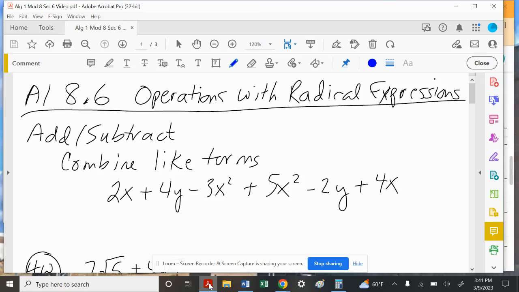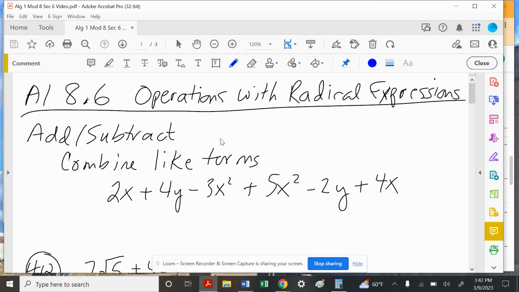So we're now in the last lesson of module 8. We're going to do 8.6 and go into operations with radical expressions. In this particular one, we have a couple things that we have to do. Number one is that we are going to add and subtract radical expressions.